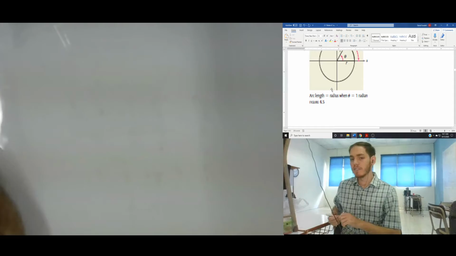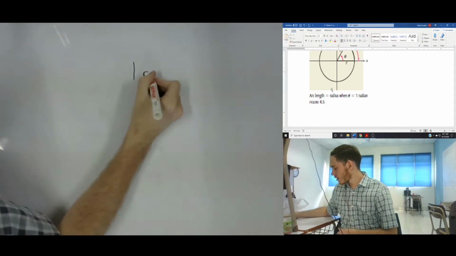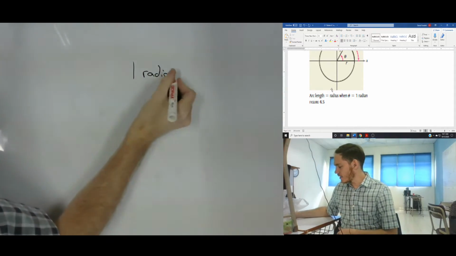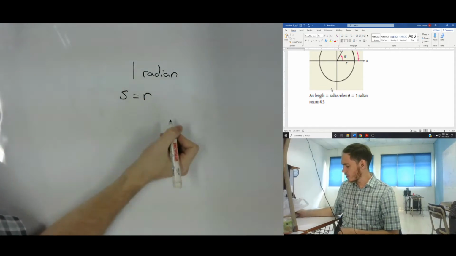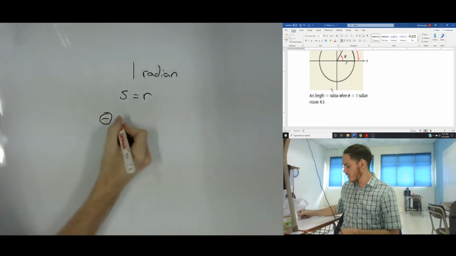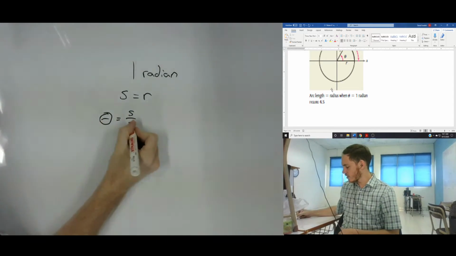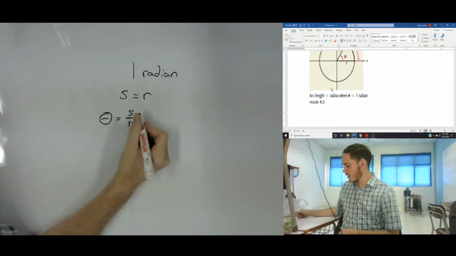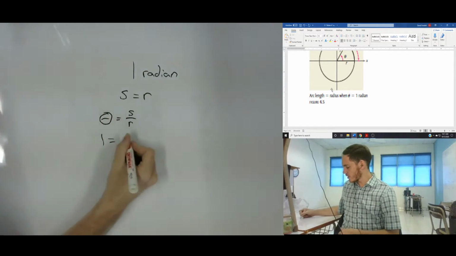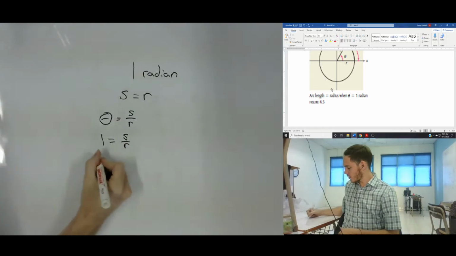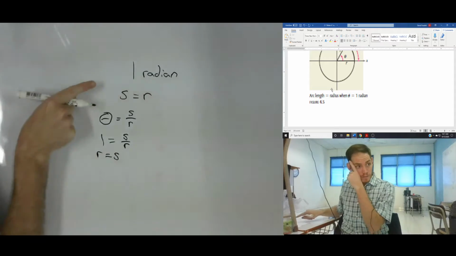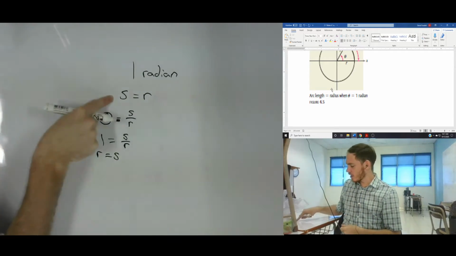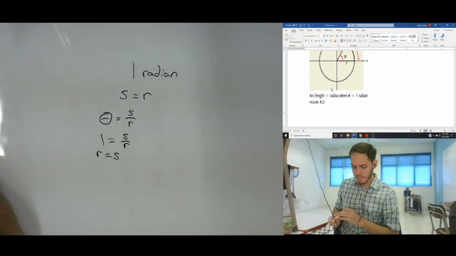Now, to get 1 radian means that our S equals R, because theta equals S divided by R. So if theta equals 1, then R equals S. Basically, 1 radian is when our arc length is equal to our radius.